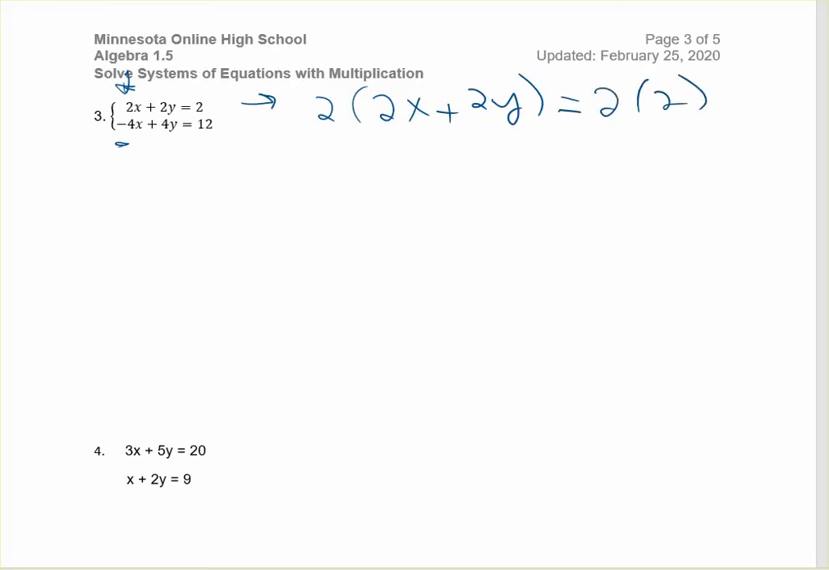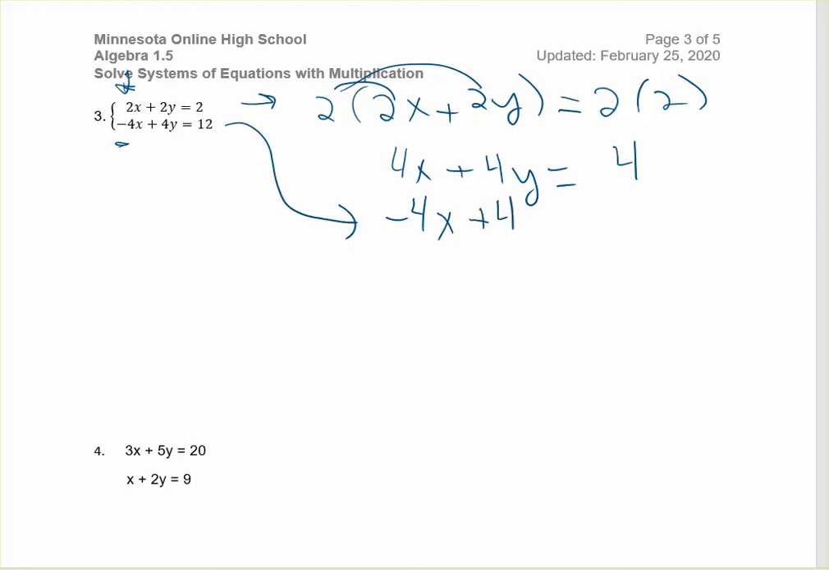Everything has to be multiplied by 2. So 2 times 2x is 4x, 2 times 2y is 4y, equals 2 times 2 is 4. Sometimes people forget to multiply the other side by that, but you have to multiply both sides, everything on both sides by that number, or it wouldn't be the same value of an equation. And then we're just going to rewrite the second equation, negative 4x plus 4y equals 12.